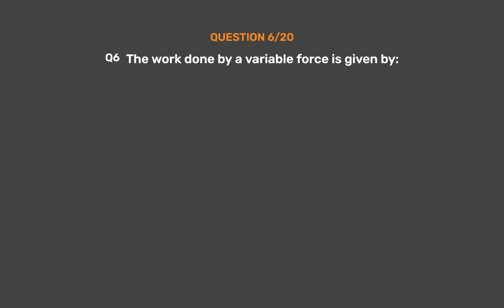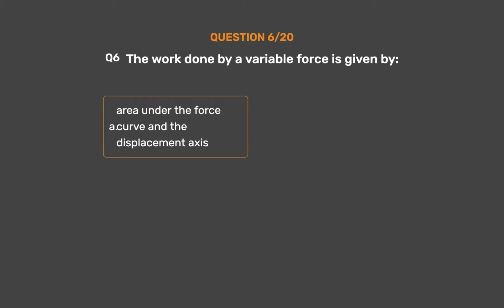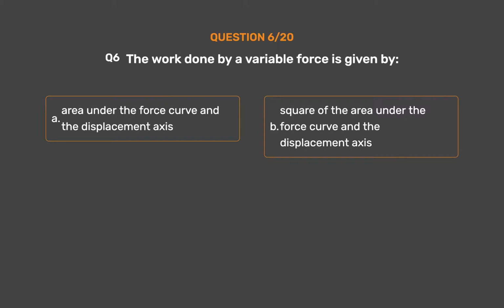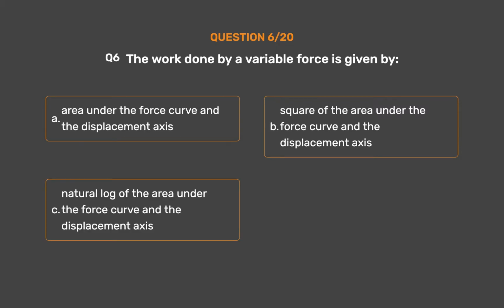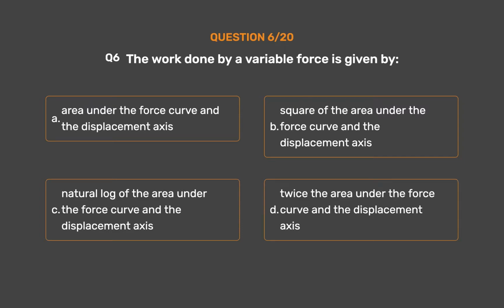Question number 6. The work done by a variable force is given by Option A. Area under the force curves and the displacement axis. Option B. Square of the area under the force curves and the displacement axis. Option C. Natural log of the area under the force curves and the displacement axis. Option D. Twice the area under the force curves and the displacement axis. The correct answer is Option A. Area under the force curves and the displacement axis.